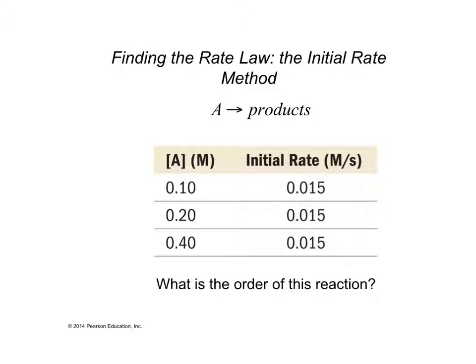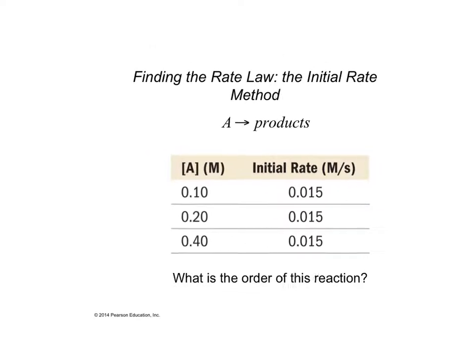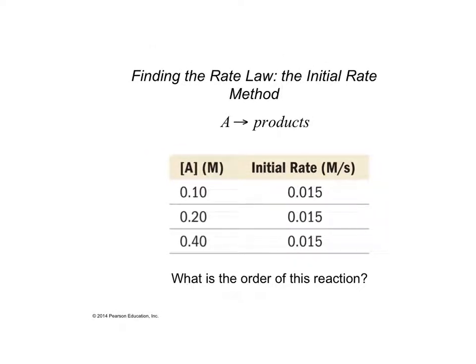So let's say we had a reaction. Again, we have a single reactant, A, and we went into the lab and ran 3 separate experiments. In experiment 1, we went with some initial concentration of A and measured the rate. In experiment 2, we went with some initial concentration of A and measured the rate of the reaction, and then in experiment 3, same thing, we measured the rate of the reaction.